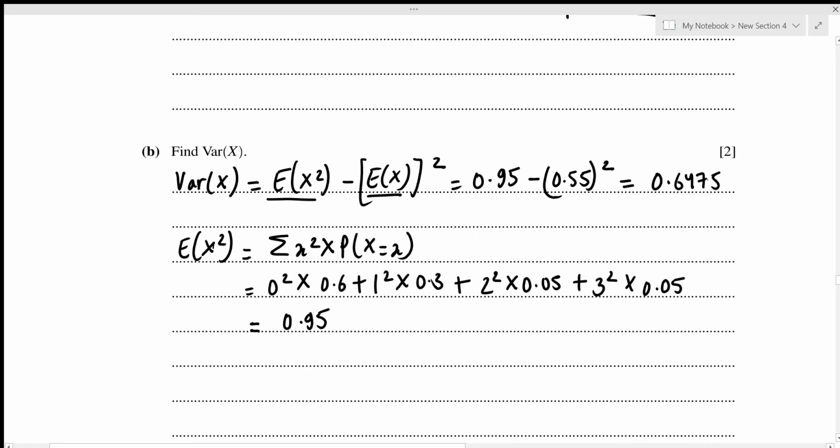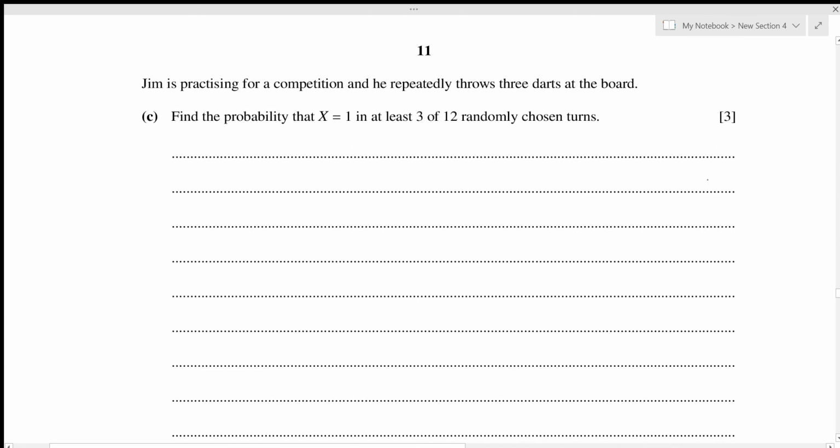Let's move to the third part. Jim is practicing for a competition and he repeatedly throws 3 darts at the board. Now we need to find the probability that x equals 1 in at least 3 of the 12 randomly chosen turns. Alright, so now this transforms into a binomial distribution. And for the binomial distribution, we have the first parameter to be the number of samples, which is 12.